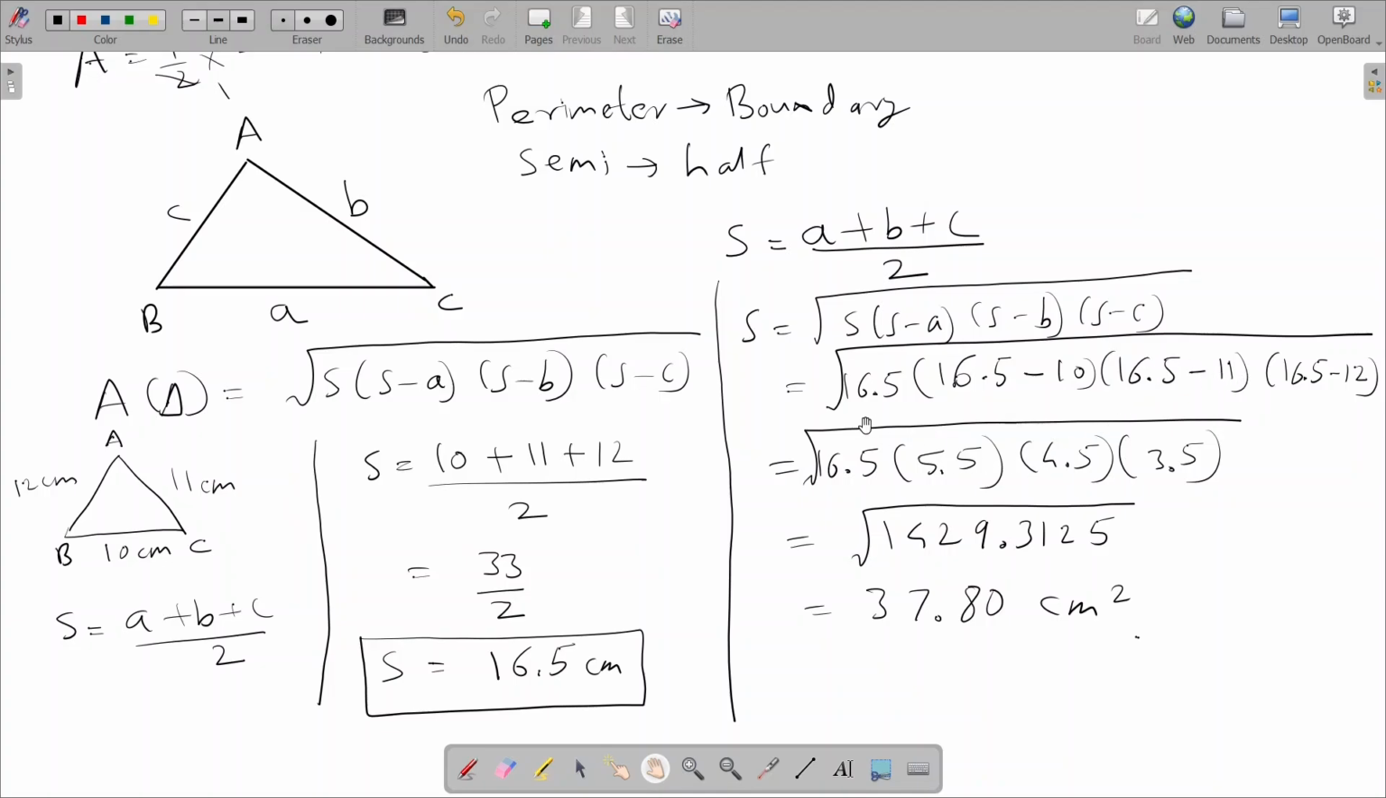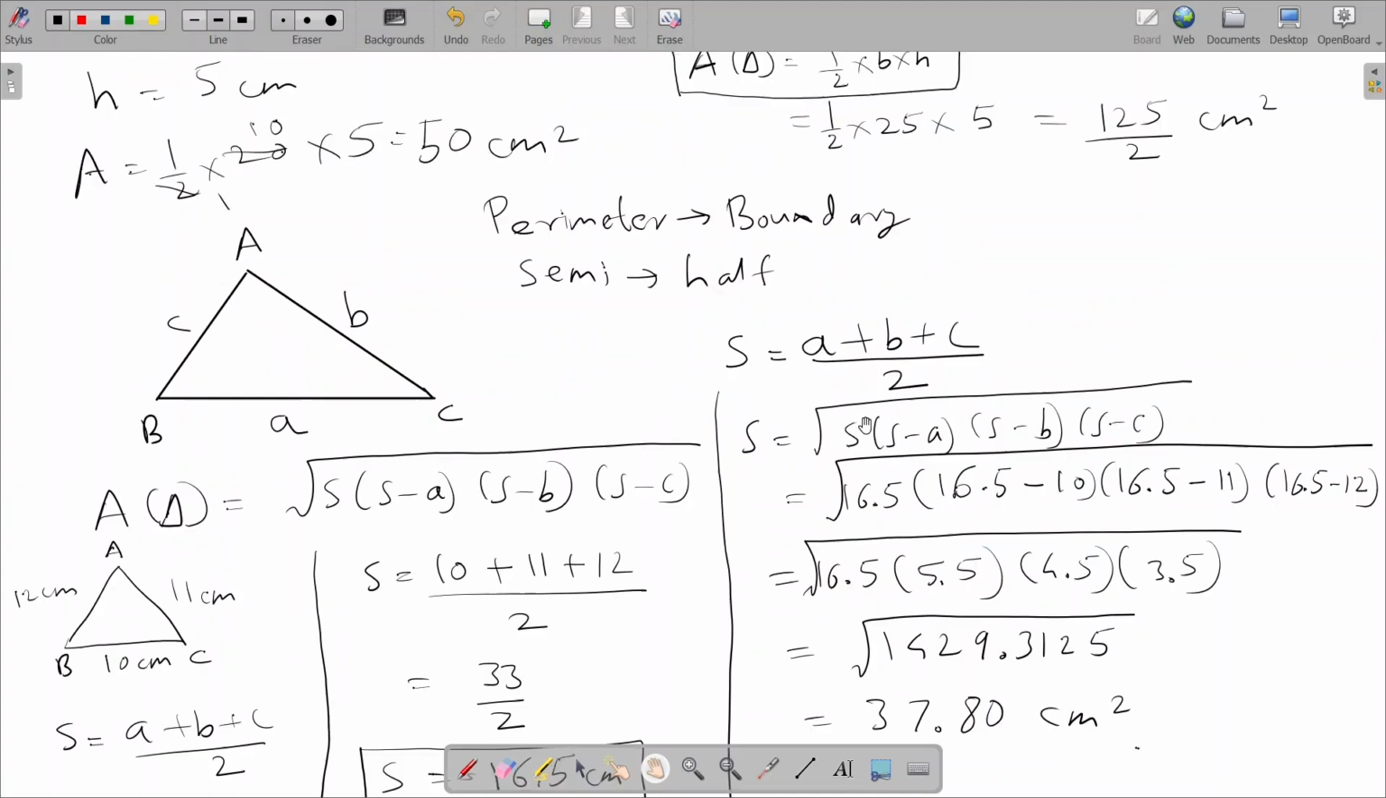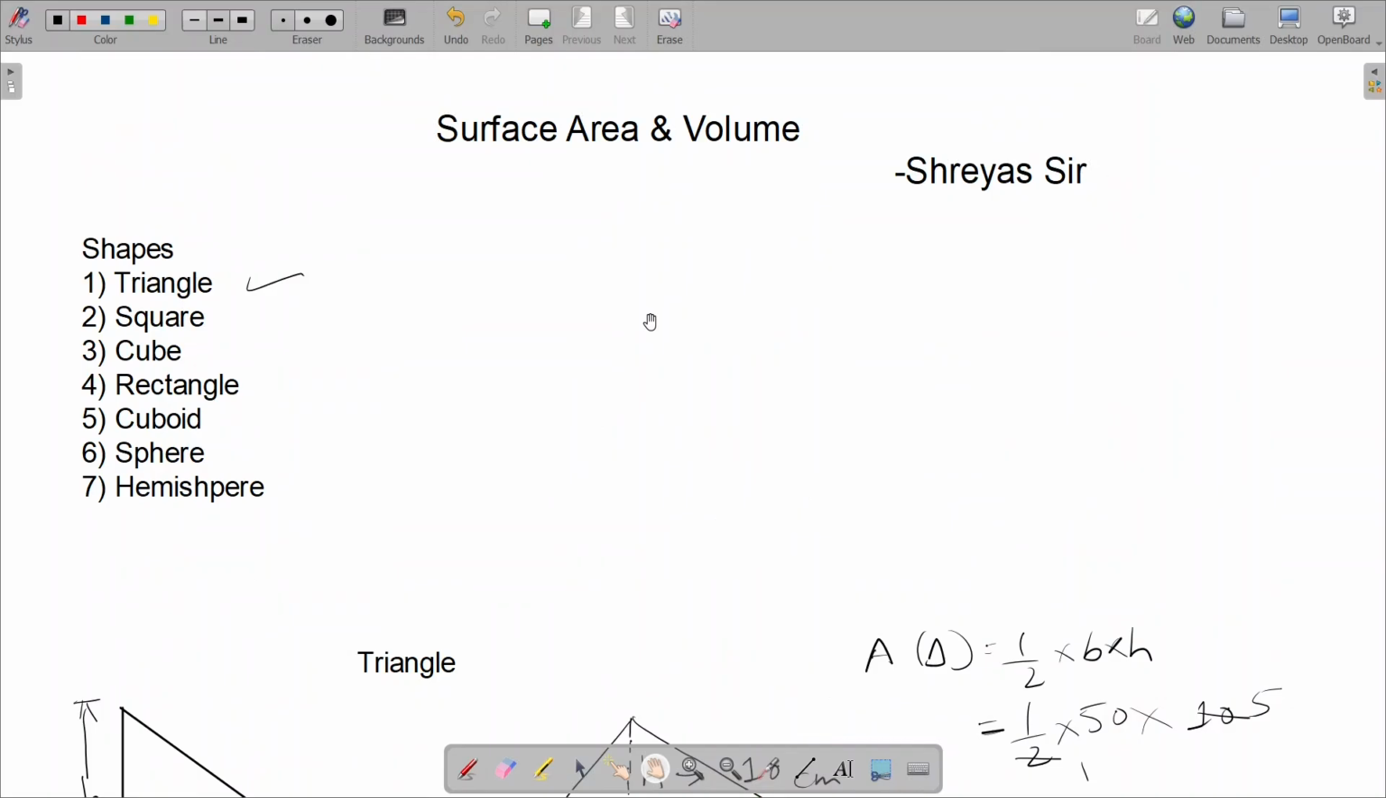So this was the triangle. I request you please pause the video and write, and I'll go for the next shape. So the triangle is over, and now we'll go for the square.